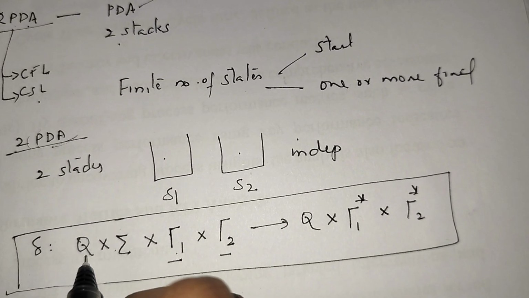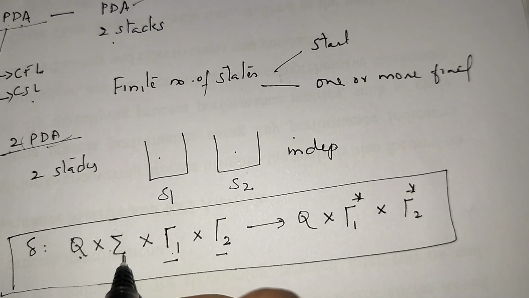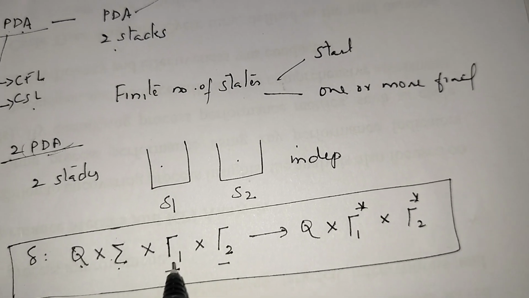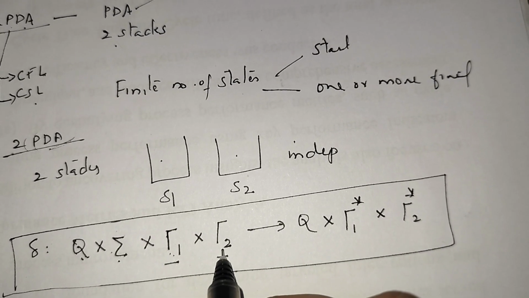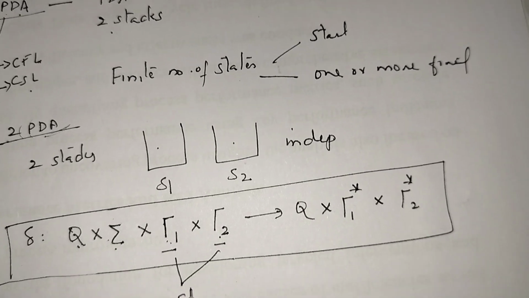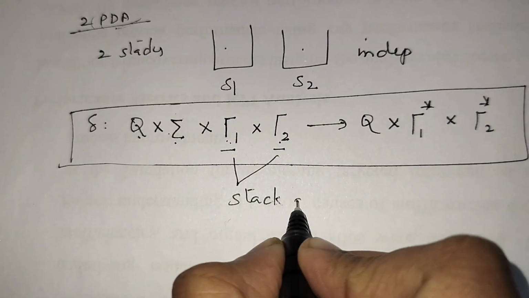What is Q here? Q is the set of states, sigma is the input alphabet, and Γ1 and Γ2 are the stack alphabets. So these two are stack alphabets.